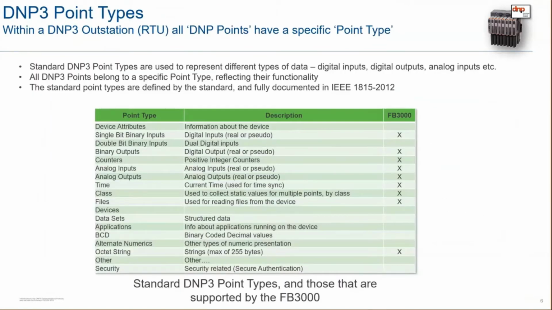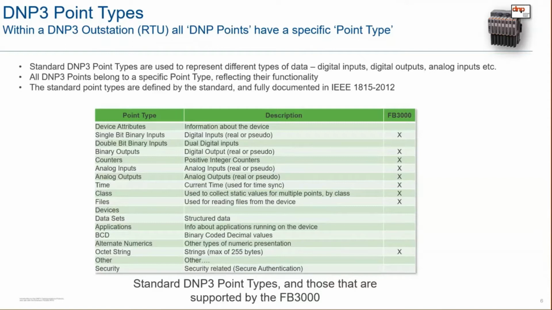There's multiple different types of point, and these are referred to as DNP3 point types. So every point that's created must have a specific type. So for example, it might be a digital input, it might be an analog output, or it might be a digital output. Those point types are defined by the standard. So you know if you're, for example, collecting a binary input, the exact format of that data, how it's defined, and it's in the specification, the DNP3 specification from the IEEE.